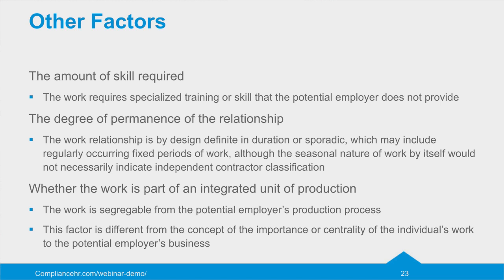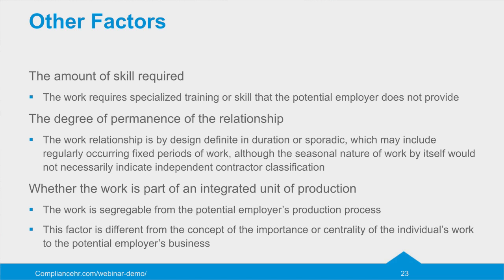Finally, whether the work is part of an integrated unit of production. I hate this factor and argued with DOL that they should drop it entirely, but they didn't. But they actually did make it a little bit different than what's in Fact Sheet 13. What it means is that the work is segregable, can be separated from the potential employer's main production process. So it's different from the concept of the importance or centrality of the work to the potential employer's business.